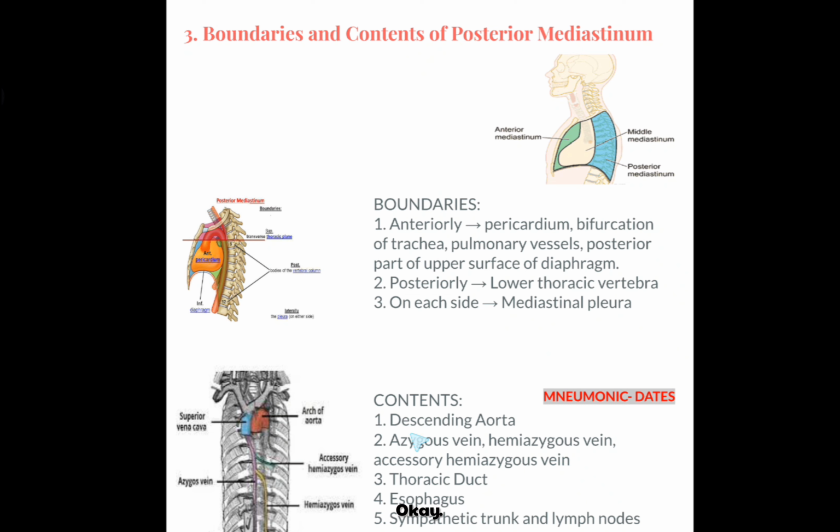For contents I have given a mnemonic, that is DATES. Okay, so D denotes descending aorta, A denotes azygous vein, hemiazygous vein and accessory hemiazygous vein, T denotes thoracic duct, E denotes esophagus, and S denotes sympathetic trunk and its associated lymph nodes.